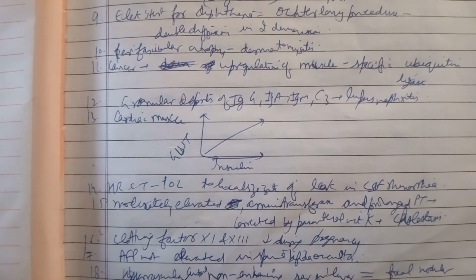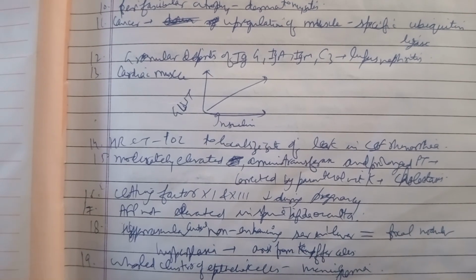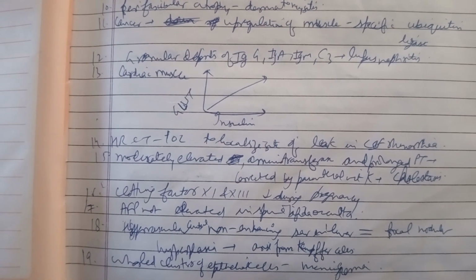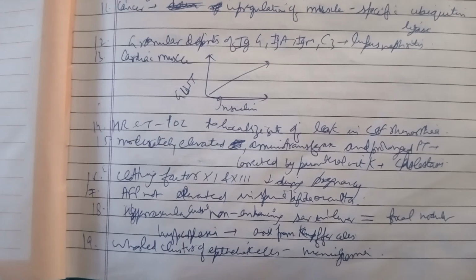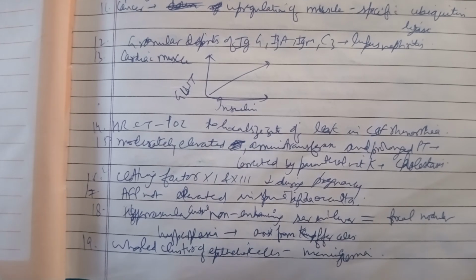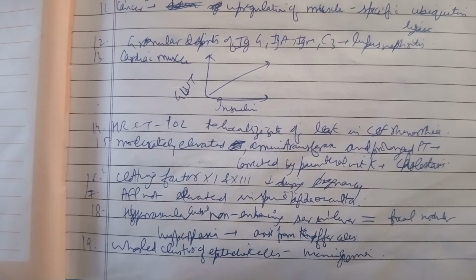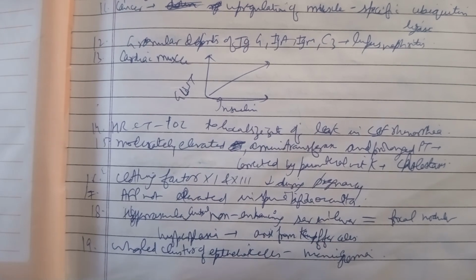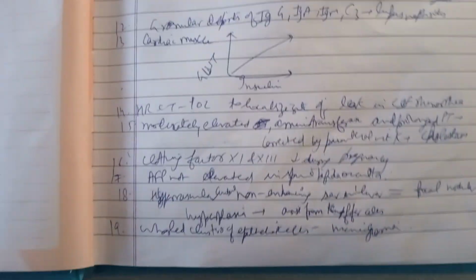Then AFP is not elevated in spina bifida occulta. It is elevated in meningocele and meningomyelocele. Then a hypervascular tumor in the liver with a central non-enhancing scar means a stellate scar, seen in focal nodular hyperplasia, which arises from Kupffer cells. Then whorled clusters of epithelial cells will be found in meningioma.